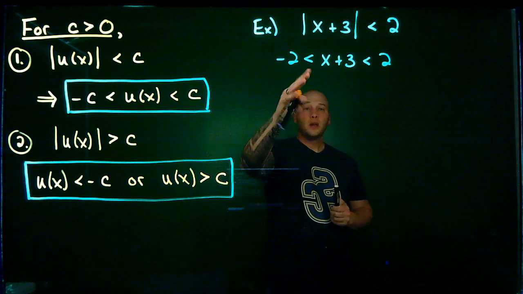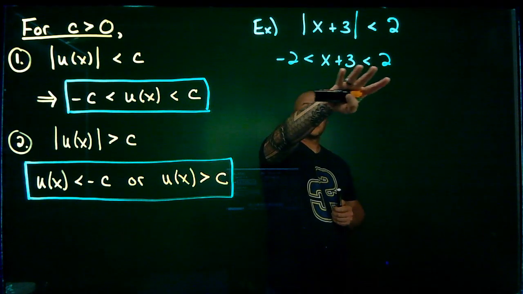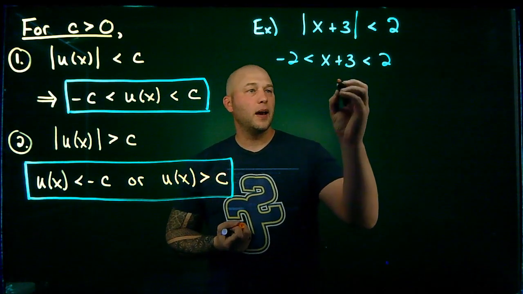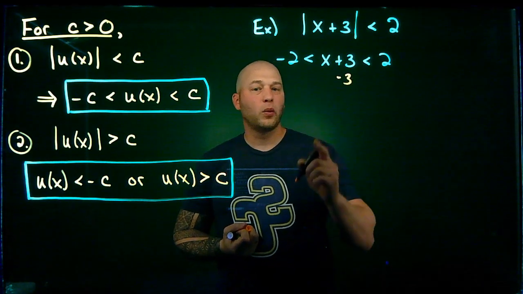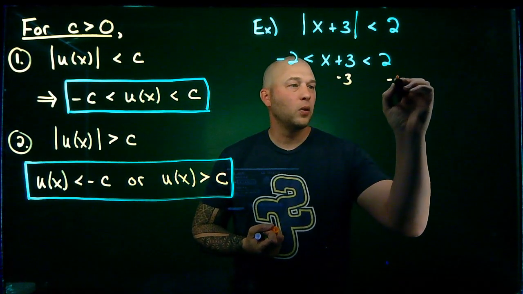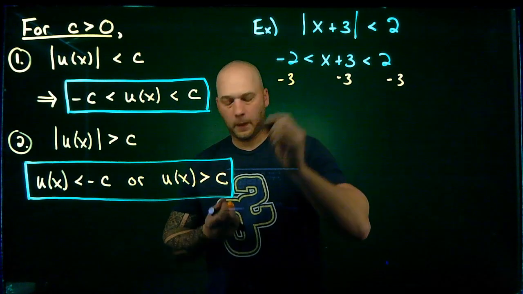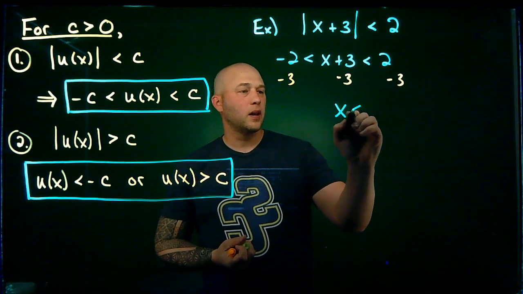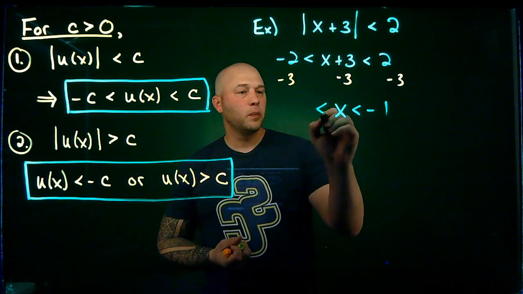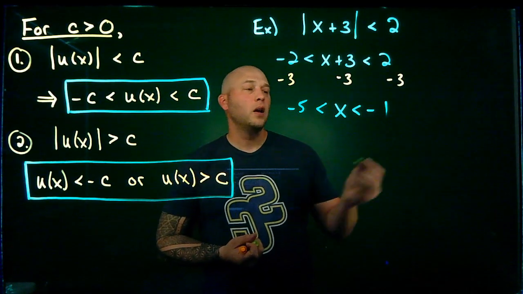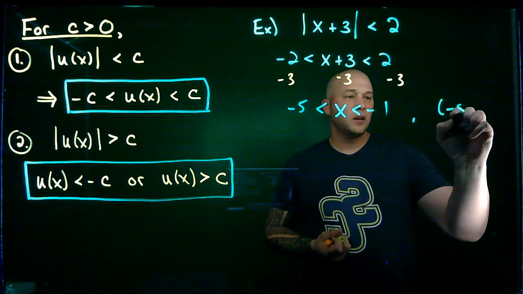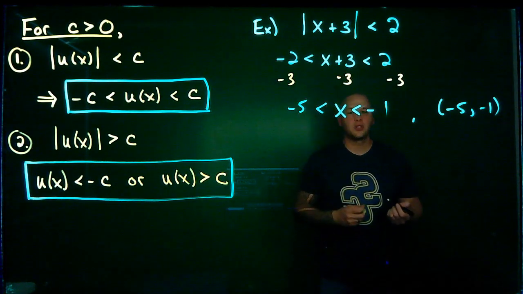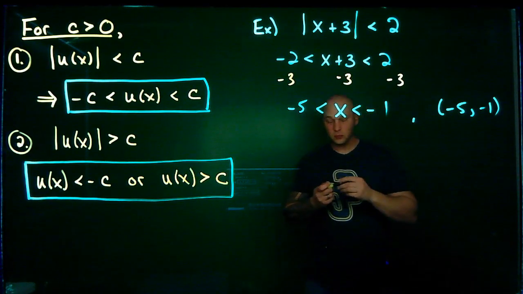Now, the idea is I want to take this inequality and isolate x. To isolate x, I will subtract 3, but then whatever I do in the middle, I have to do on the ends here. And that would then give x is less than -1 and bigger than -5. An alternative way to write that would be -5 to -1 with parentheses since I have strict inequalities.